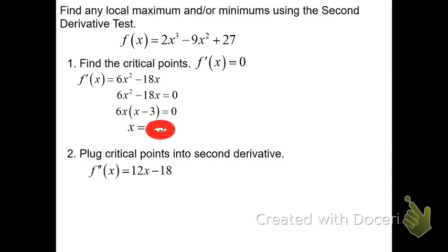plug these critical points into that second derivative. Okay, so I plug in 0 and I get a negative answer, and that's all that matters. If my second derivative is negative, that means concave down, and therefore this is a maximum at 0.